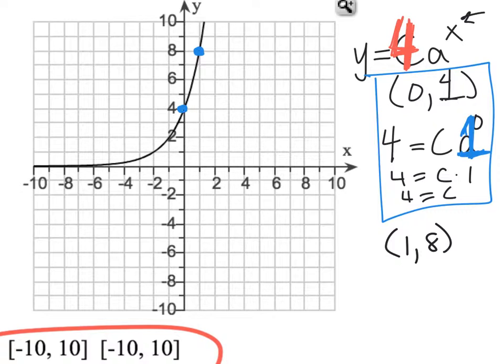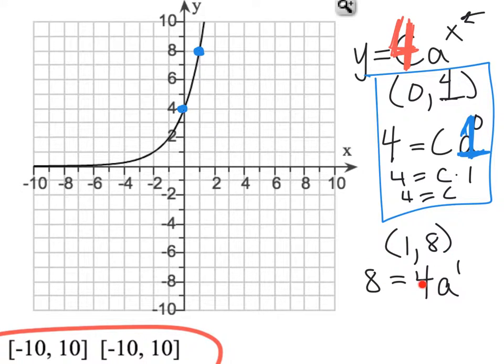So we're going to start with that original equation, and I'm going to replace y with 8. Now we know that c is 4. We don't know what a is, but we know that x is 1. Why? Because I said so right here. When x is 1, y is 8.